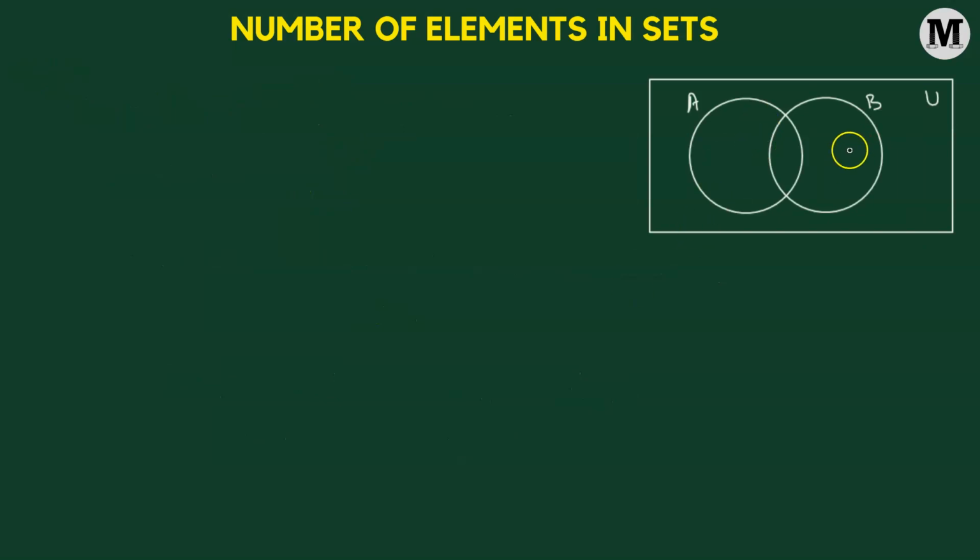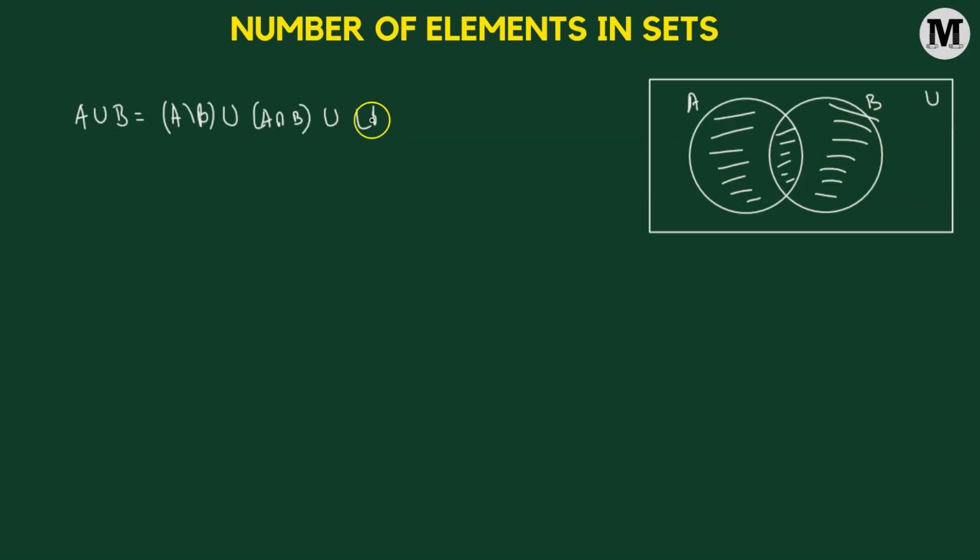So here we have two overlapping sets A and B. Let's say we take the union between the two sets A and B. Now, we can also represent A union B as the set containing only the elements of A, so that's going to be A minus B. Then we're going to take its union with the set containing elements from both A and B, so that's going to be A intersection B. And then we will take its union with the remaining elements of the set B that contains only elements from B, not from A. So that's going to be B minus A. Right, let's label this as number 1.